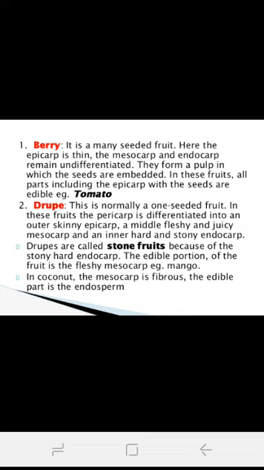Then drupe. In drupe, the fruit is divided into three regions: epicarp, mesocarp, endocarp. A skinny epicarp, but fleshy and juicy mesocarp, and stony and very hard endocarp. So they are also called stone fruits. Its edible portion is the mesocarp. Example is mango. In coconut also, three different regions are there. Its mesocarp is fibrous but the edible part is endosperm. So drupe is actually known as stone fruit, having three regions.